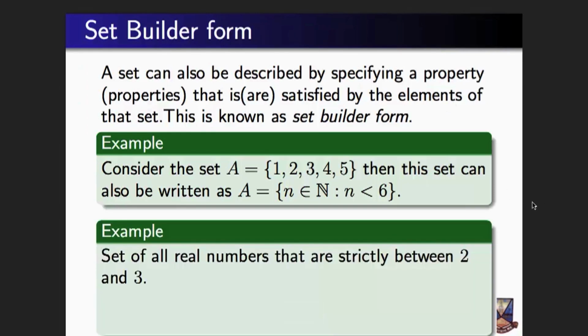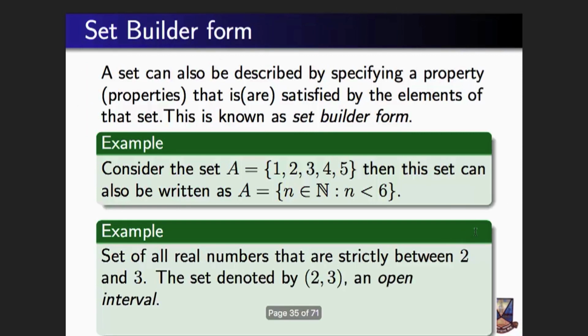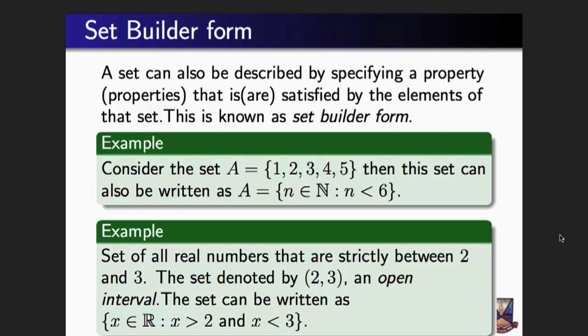Let us look at another example, the set of all real numbers that are strictly between 2 and 3. The set denoted by (2, 3), which is an open interval, can be written in the set builder form as the set of all x in R, that is the set of all x which are real numbers, such that x is greater than 2 and x is less than 3.